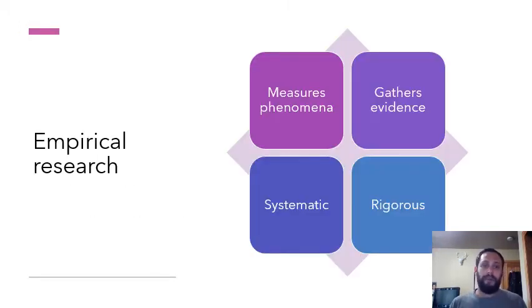So what is empirical research? Last time I mentioned to you that it's about measuring these senses. Well, overall, we're trying to measure phenomena. We're gathering evidence. We're gathering it in a systematic and rigorous way. So the phenomena that we're measuring is some sort of outcome variable.